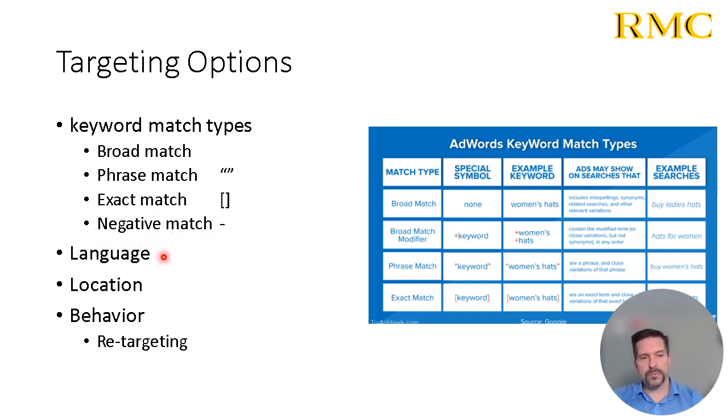And Google is going to give you an option to target in a few other ways, like things like location. For example, if you have a restaurant, this is something that is very important.